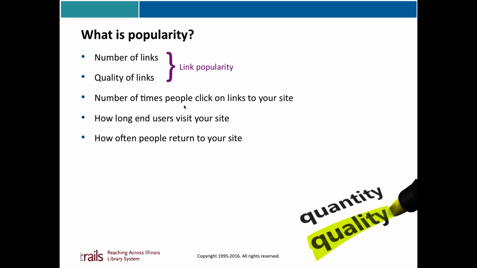So quality trumps quantity. The bottom three bullets that you see, the number of times people click on links to your site and how long people visit your site, is what's referred to as click-through popularity. And click-through popularity is measured on search engines if you are logged in. So think of link popularity mostly as the number and quality of links, and think of click popularity as something that Google and other search engines measure if you're logged in.